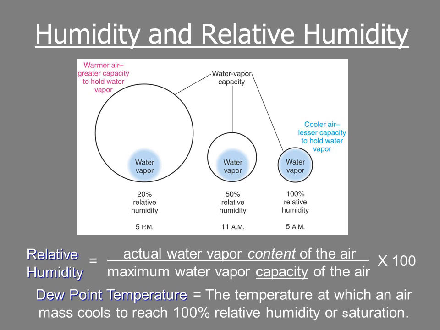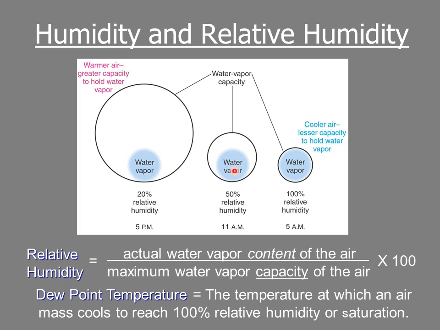Okay, now let's talk about humidity and relative humidity. Here's the deal. Let's say this is just a circle, an amount of air. Okay, it's 5 p.m. It's hot outside. The air's hot. The hotter the air mass, the more moisture that air mass can hold. So there's this amount of water vapor right there, which means you have a relative humidity of 20%. The water vapor is filling up 20% of what this air mass could hold.